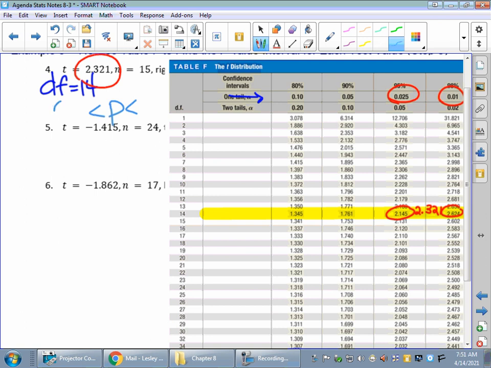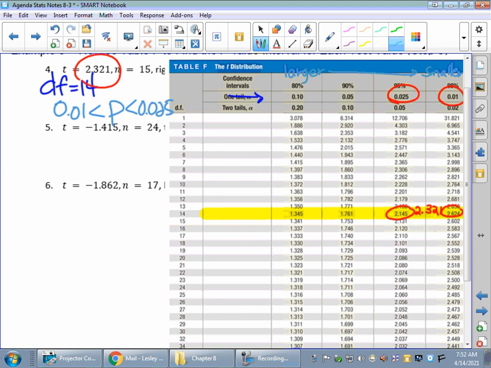0.01 is actually smaller. If you read it from left to right, it goes from larger to smaller. So 0.01 would be my smallest possible p-value, and 0.025 would be my largest possible p-value. Then we'll use that to compare to alpha like we did in the last section.